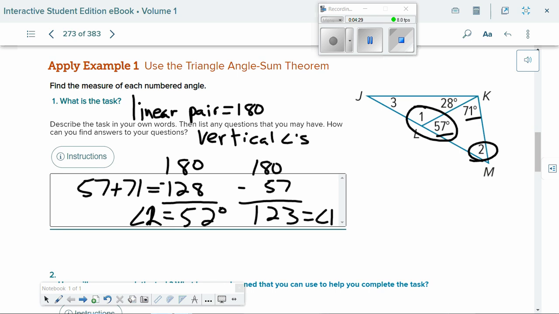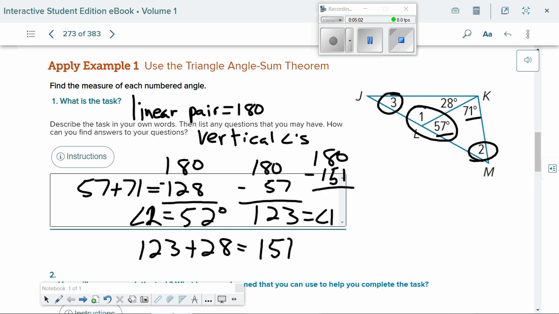Now that I've got angle 1, which was 123, and the other angle is 28, if I add those 2 together, I should be able to subtract them from 180 to get angle 3. So playing some games, if I add those together, I get 151. If I subtract that from 180 degrees, I get 29. So angle 3 equals 29 degrees. Okay.